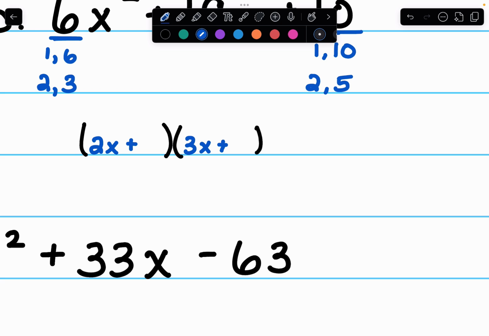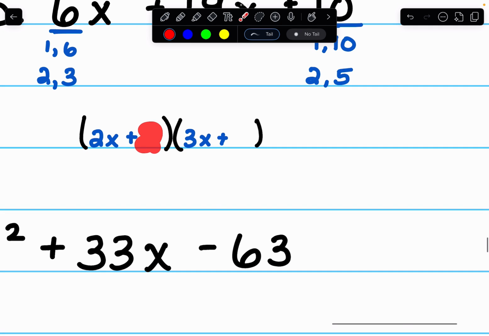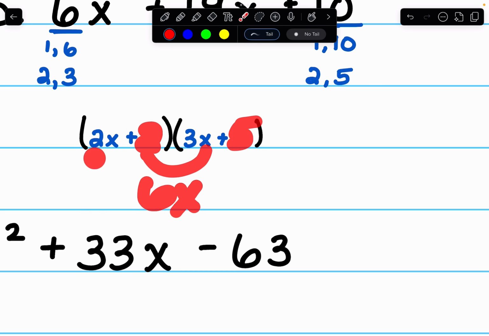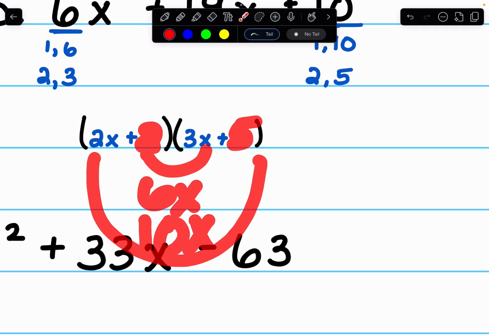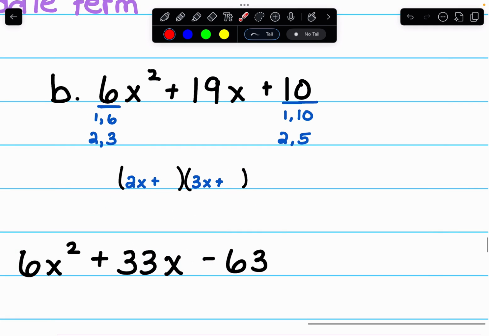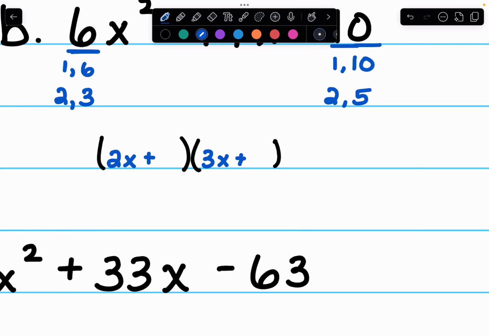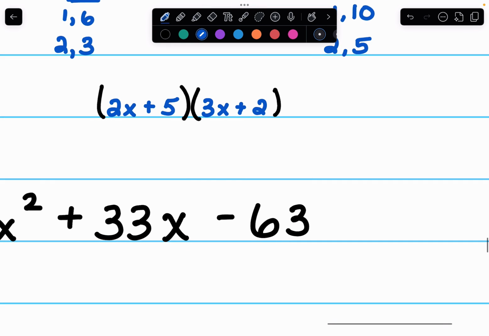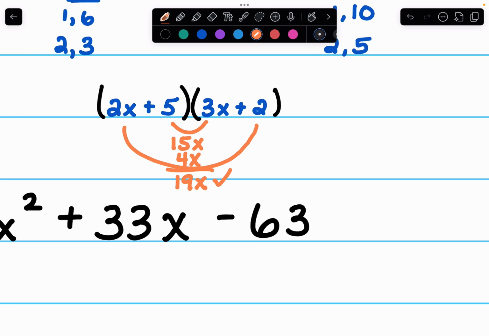If I put 2 here and 5 here, that gives me 6 and 10, not 19, right? That would give me 16. So if I flipped them though, and I put 5 here and 2 here, and I checked, I get 15 plus 4, 19, got it.